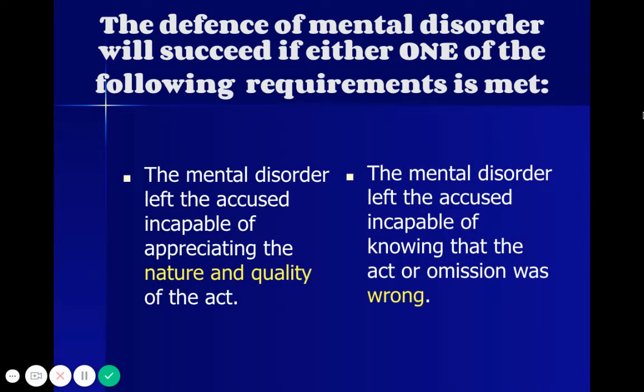In order for the defense of mental disorder to succeed, you have to prove one of the two following things. So you either prove that the mental disorder left the accused incapable of appreciating the nature and quality of the act. So at the time they were, say, killing someone, they didn't understand that what they were doing was actually going to hurt someone or kill them.